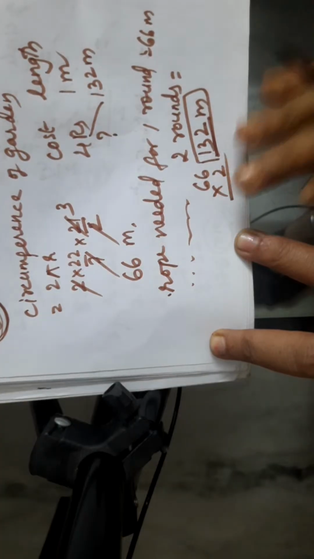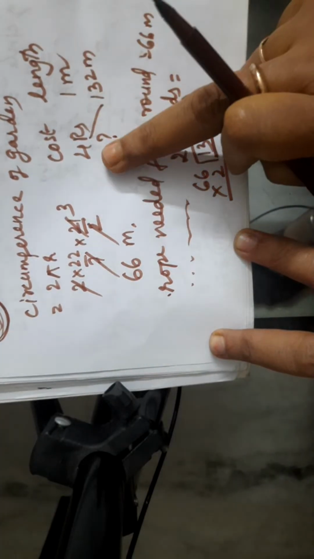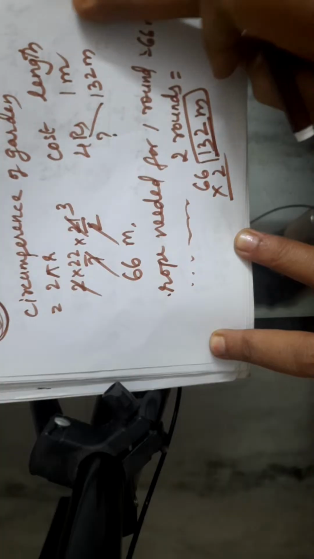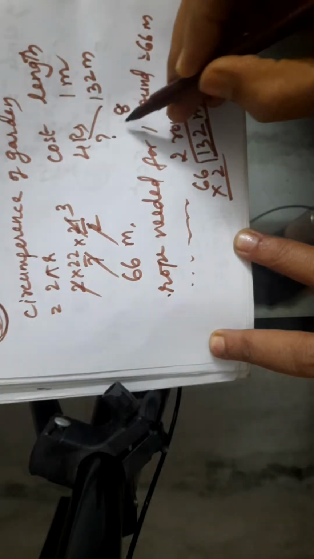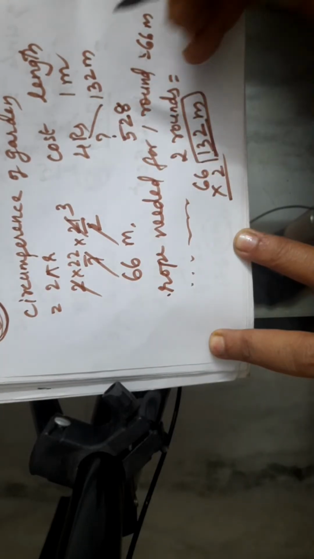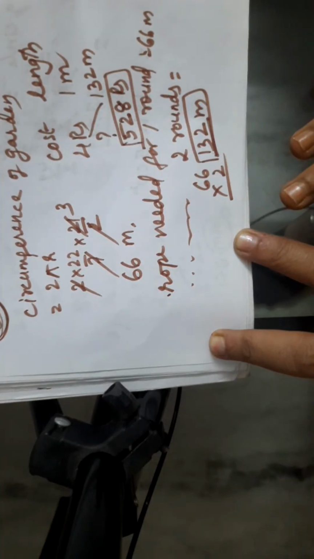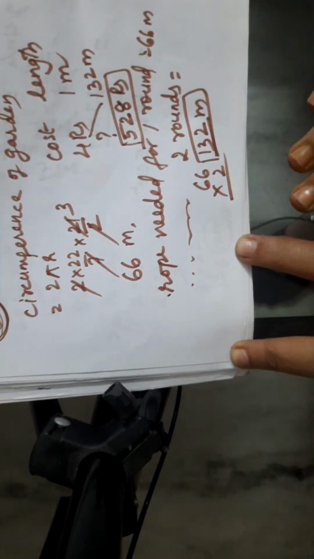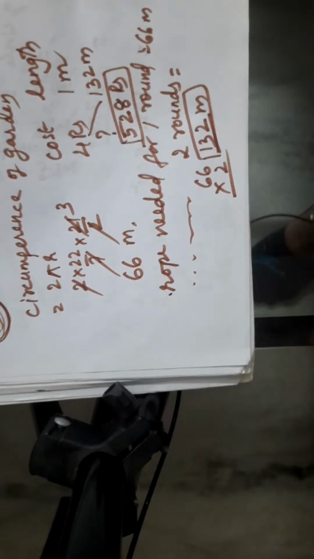After completing the calculation by the unitary method, we are going to find out the cost. For 1 meter, it is given 4 rupees. How much will it cost for 132 meter? Then have cross multiplication. 4 2s are 8, 4 3s are 12, 4 1s are 4 plus 1, 5. So the final answer is 528 rupees. Is it clear? Very good. 528. Good. Okay, now the next question.